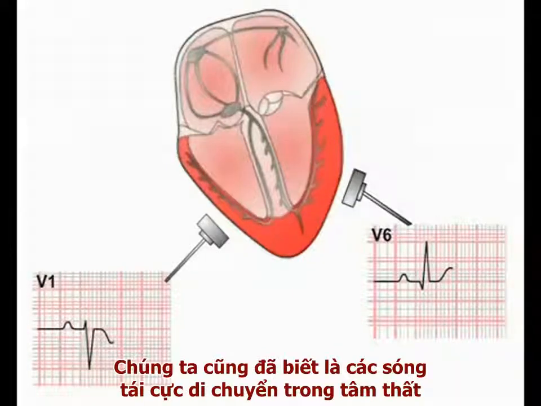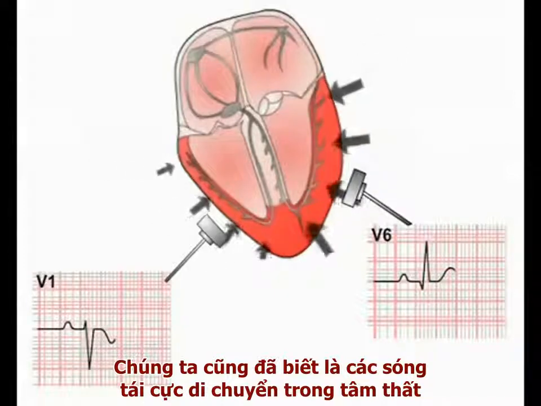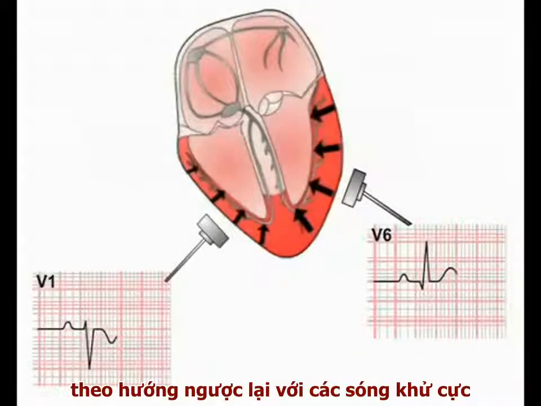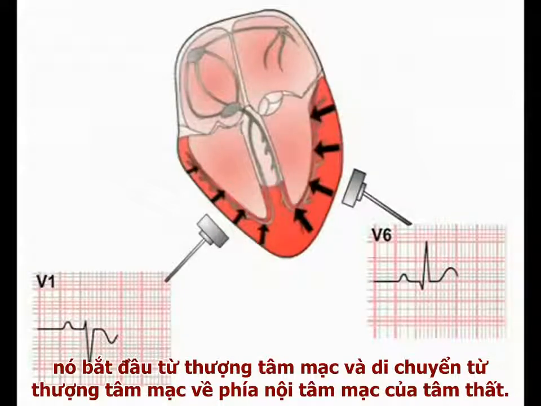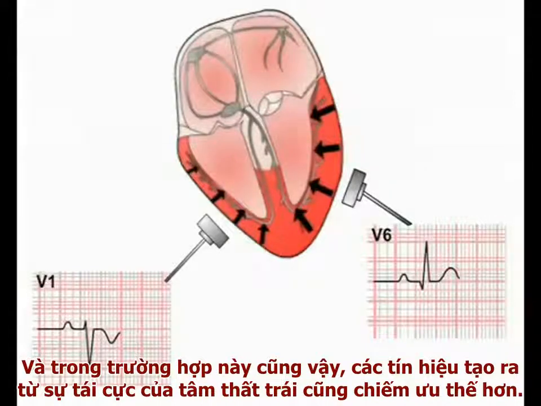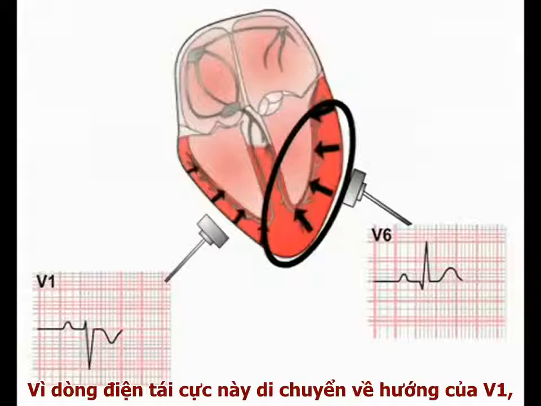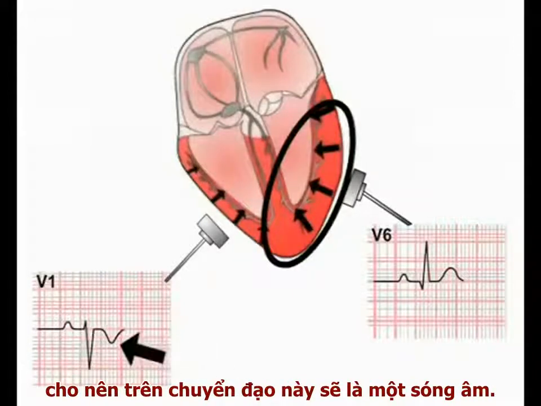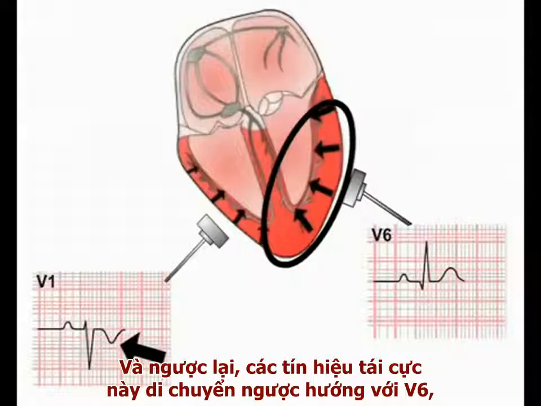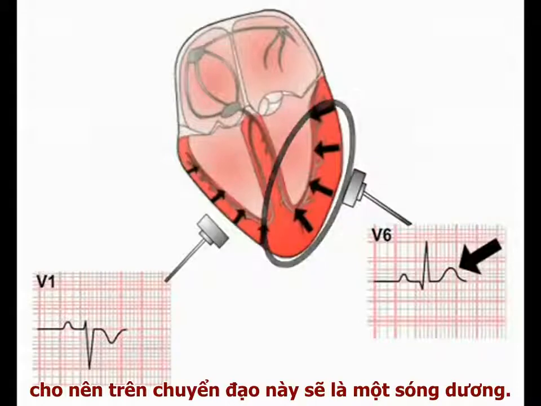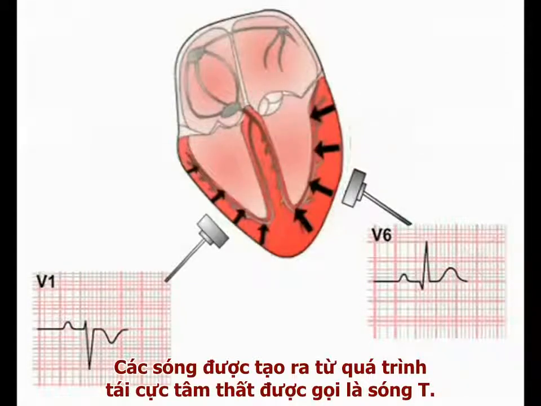We've already seen that repolarization spreads through the ventricles in the opposite direction to the depolarization wave, beginning in the epicardium and spreading from the epicardial to the endocardial surface of the ventricles. The deflection produced on an ECG by ventricular repolarization is again dominated by the signal from the left ventricle. As this repolarizing current is moving towards V1, the deflection produced is negative in this lead. In contrast, this repolarizing signal is moving away from lead V6, producing a positive deflection. The deflection produced by ventricular repolarization is termed a T wave.